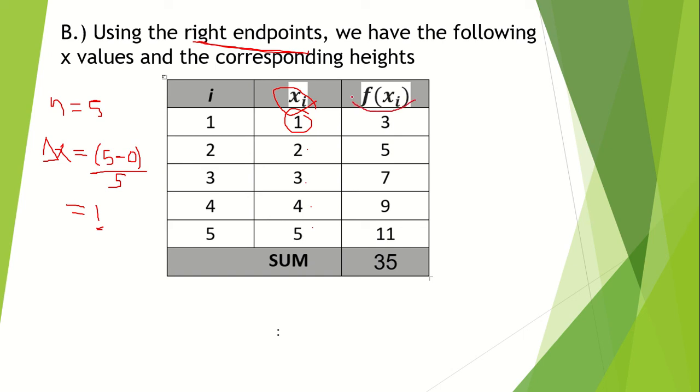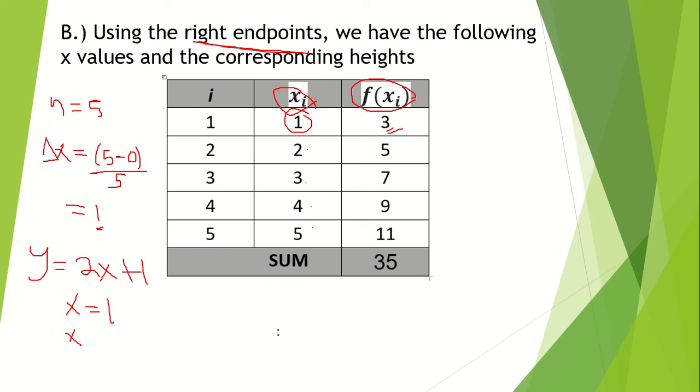For the third column, this is f of x sub i, so this is simply the value of y. Again, our given function is y is equal to 2x plus 1. So simply substitute each value of x to find the value of y. If x is equal to 1, we have 2 times 1 is 2, plus 1 will give us 3.